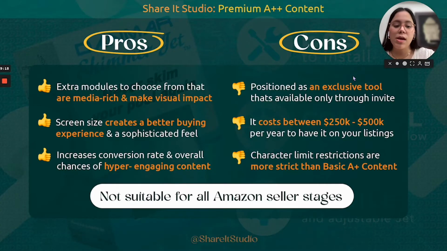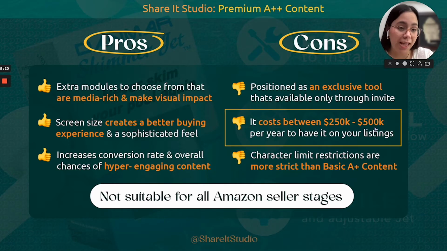However, it does have its cons, because as of now, it all sounds amazing, like an incredible opportunity, but the first con I would say is the price. It does cost a lot of money, which is why mostly big brands are the ones using premium A+ content. As you can see here on the screen, it costs between $250K to $500K a year. That's a lot of money. So smaller brands obviously don't have the budget to spend between $250K and $500K a year for this amazing feature. So it's something that I personally, if I was a small brand, would sacrifice.